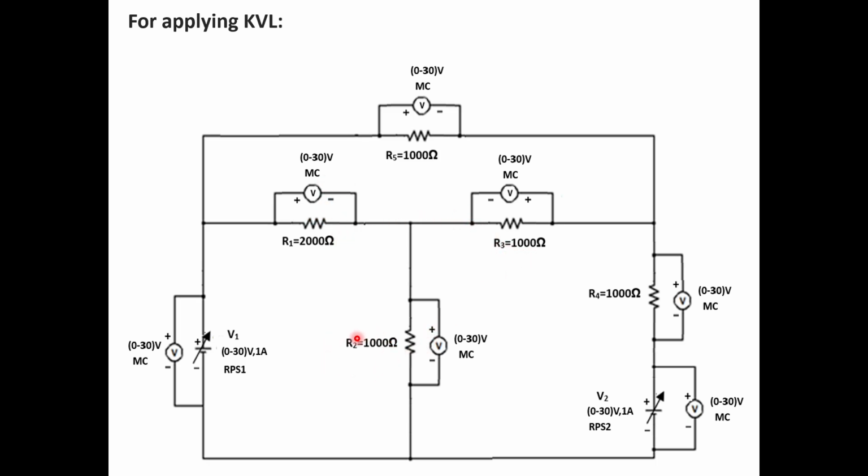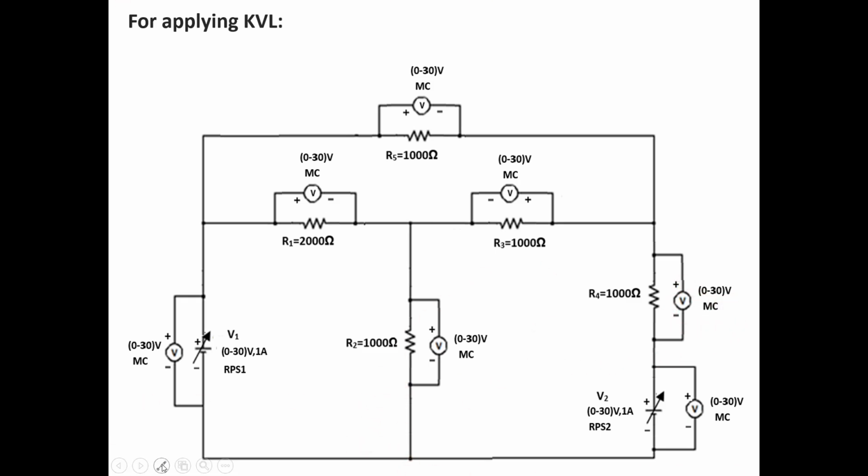Similarly, across each of the 1000 ohms resistors, a voltmeter of range 0 to 30 volts, moving coil type, has been connected.